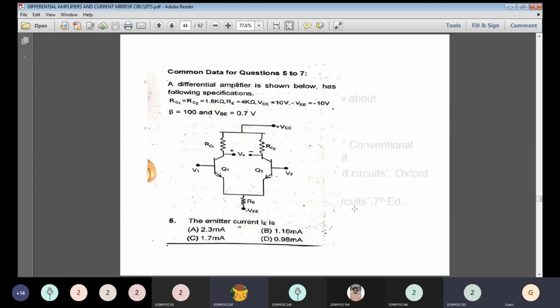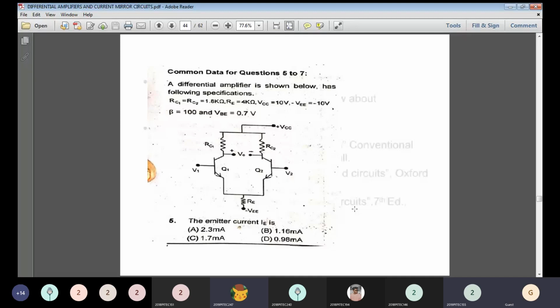The next question is common data for the following three questions. A differential amplifier shown below has the following specifications: RC1 and RC2 are identical resistors of 1.8 kilo ohms, the RE resistor is 4 kilo ohms, the positive supply is plus 10 volts, and the negative supply at the emitter terminal is minus 10 volts. The beta value is 100 and VB is 0.7. You can try this problem.